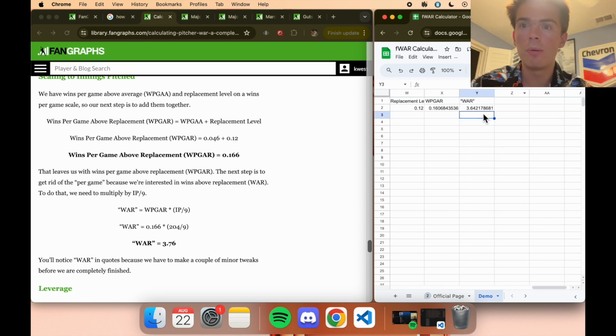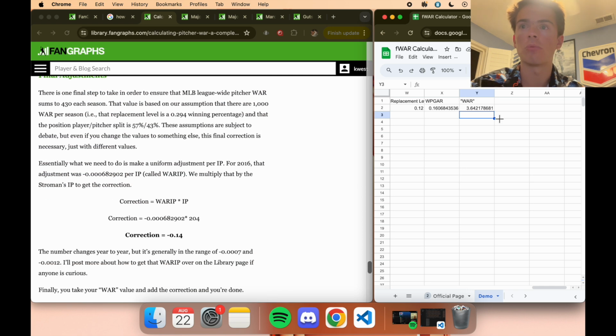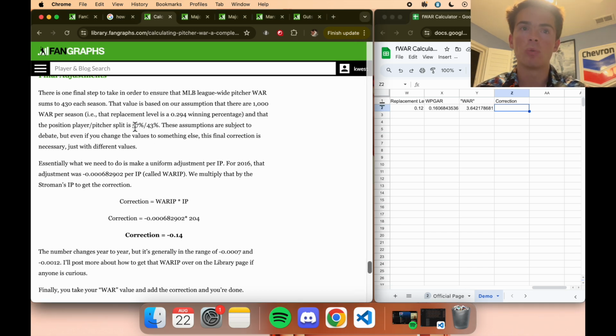Okay, so this is our preliminary first look at WAR. We don't have to take leverage into account because he's just a starting pitcher. We just need to make a final correction. And this correction is quite interesting because there's only so much WAR that can be allotted per season. It's a correction to make sure that only 430 WAR is given to pitchers. There's 1,000 WAR assigned each season and 430 of it goes to the pitchers. So pretty interesting, I think.